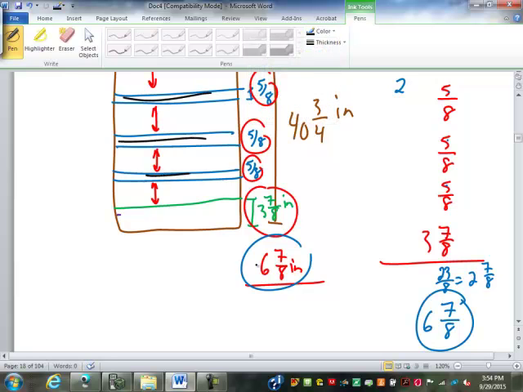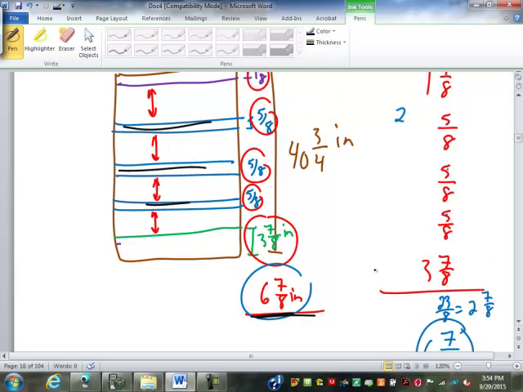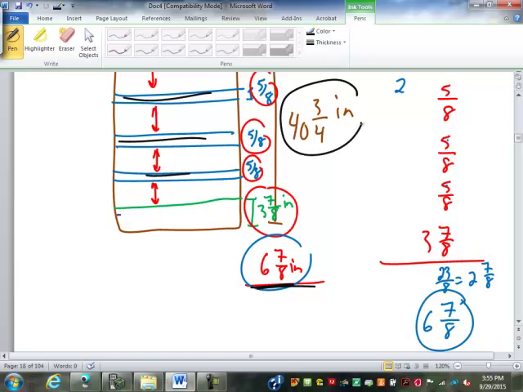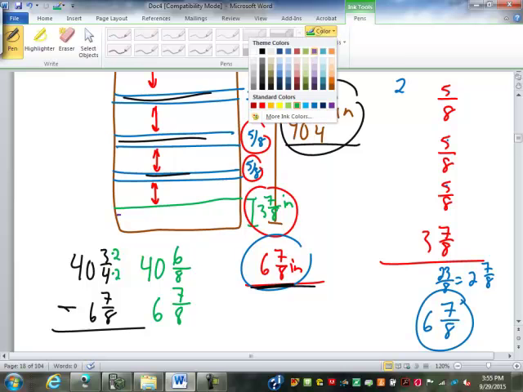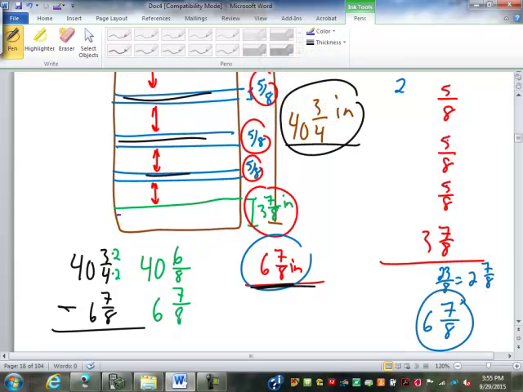What are we going to do with that 6 7/8? We'll take it away from the overall height. 40 3/4 minus 6 7/8. So we need a common denominator, which is going to be what? 8. So the 6 7/8 doesn't change. 40 3/4 will become 40 and how many eighths? 6. 4 times 2 makes 8, so 3 times 2 makes 6/8. We go to subtract. 6/8 minus 7/8. Can't do it. So we got to borrow.